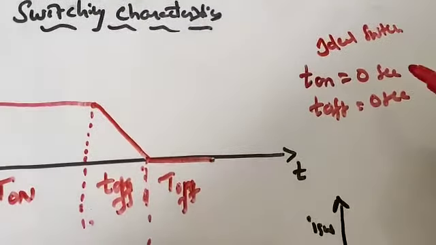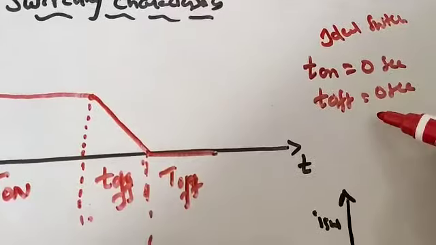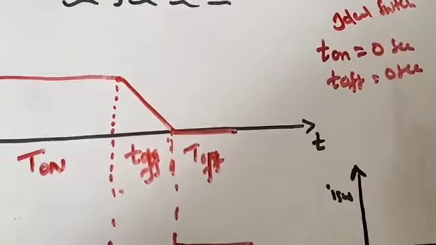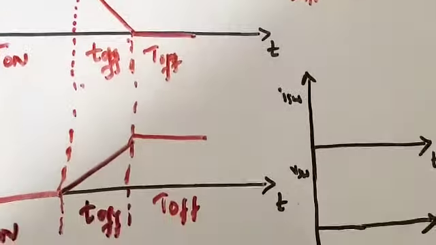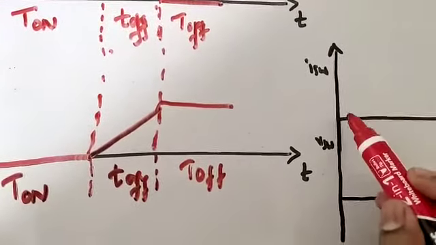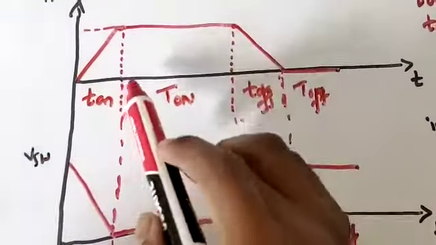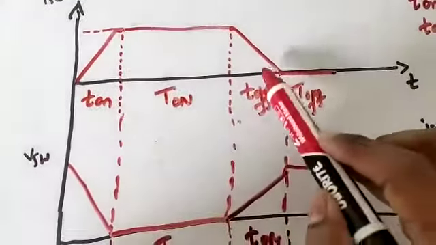Now you have to remember one thing here. In an ideal switch, T on equals 0 and T off equals 0. If I implement the same conditions in these characteristics, see here, this T on is equal to 0 and this T off is equal to 0.